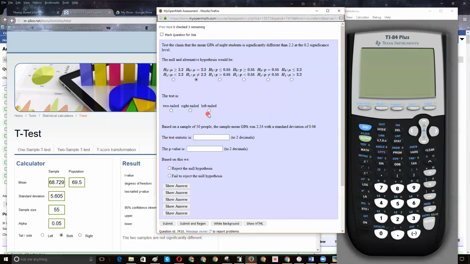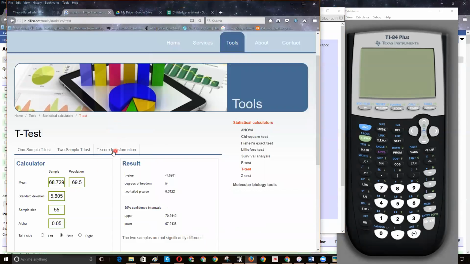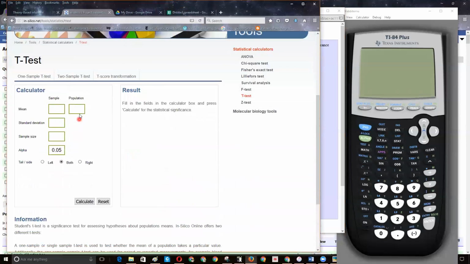So this is a two-tailed test, and we're given, what are we given? We're given n equals 50, a sample mean of 2.24, and a sample standard deviation of 0.06, and we know the population center is 2.2. So I'm going to use that in silico t-test, and let's see if it refreshes. Oh, good, it refreshed.